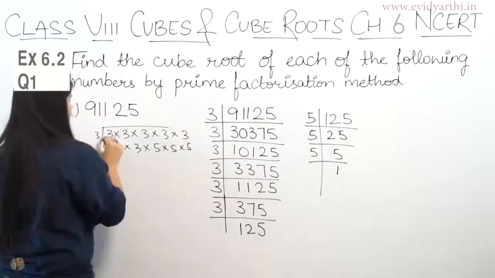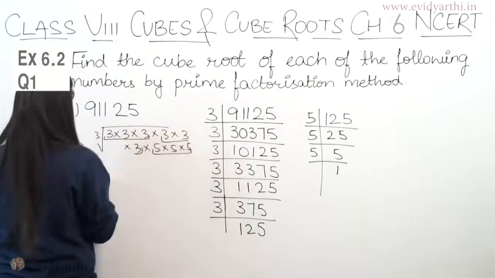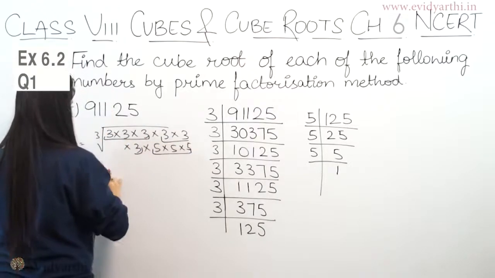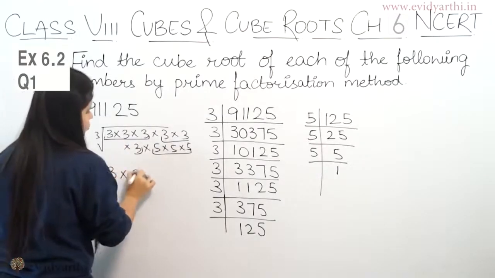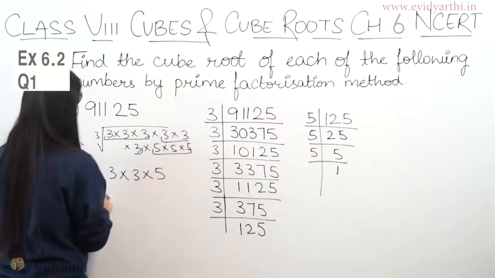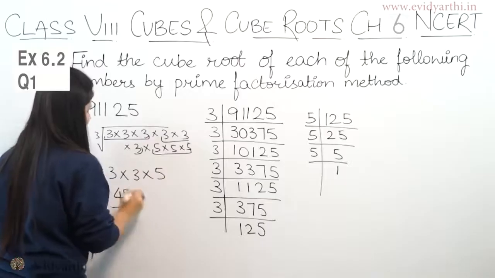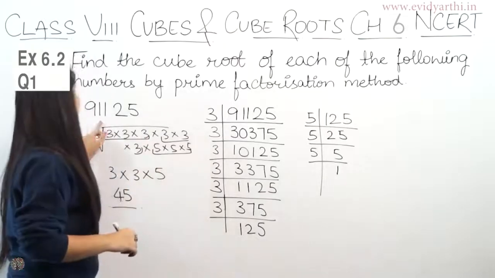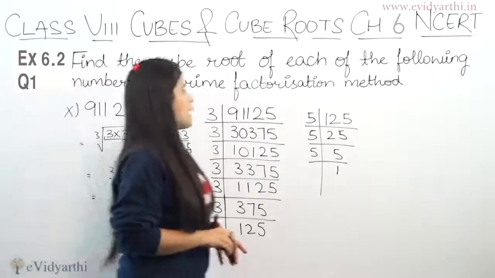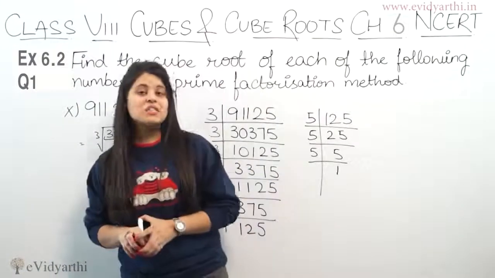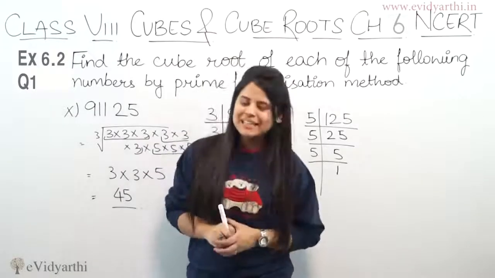Let's form the triplets. 1, 2 and 3. So हर triplet में से हम एक number ले लेंगे. It will be 3 into 3 into 5. So 3 into 3, 9. 9 into 5, 45. So the cube root of 91125 is 45. So this was the 10th part and this was the last part of this question. This was question number 1 from exercise 7.2. Now let's come to the next question.